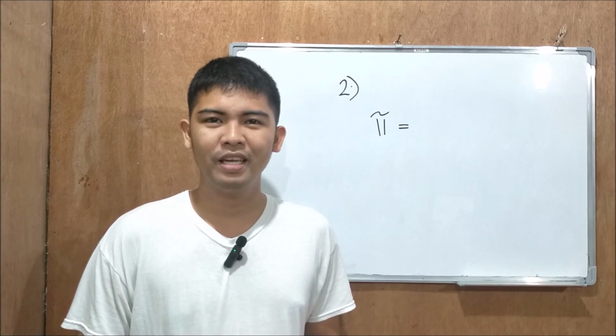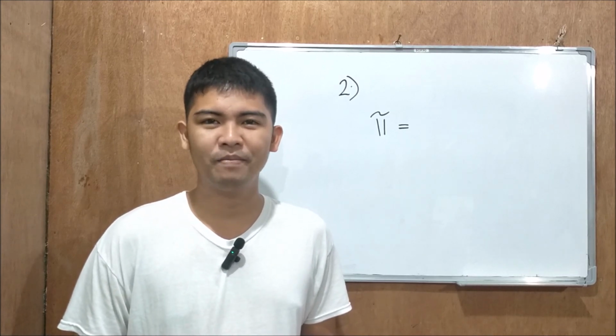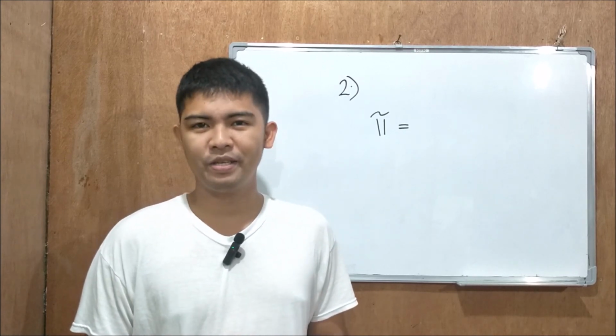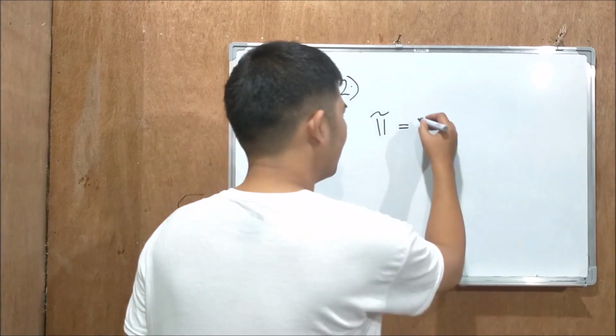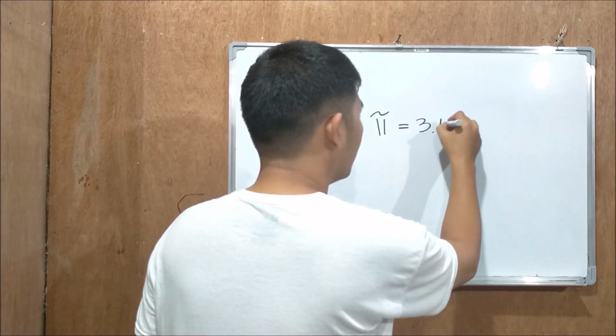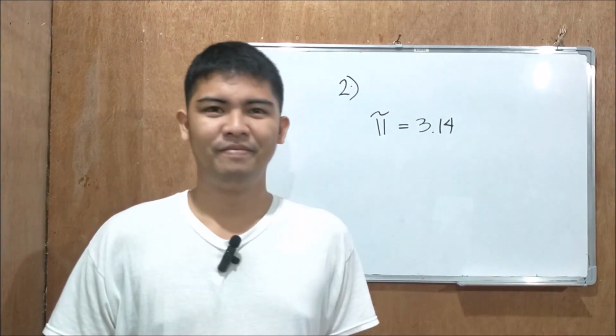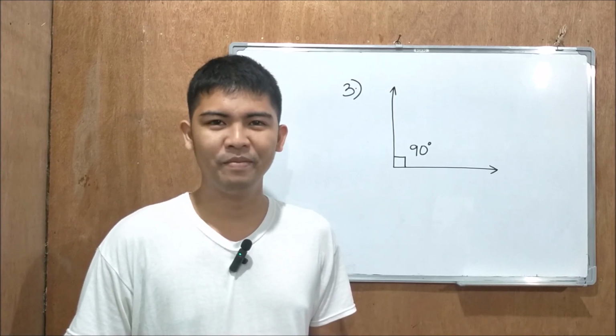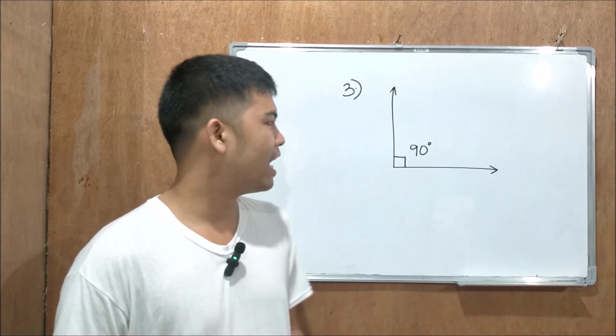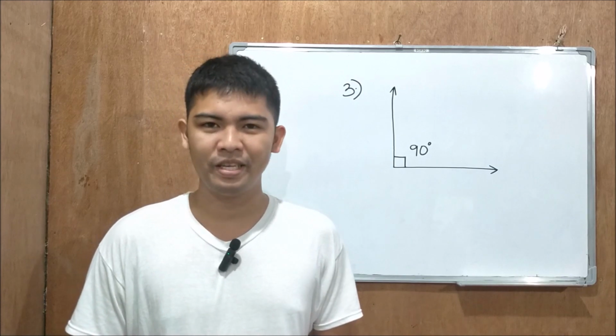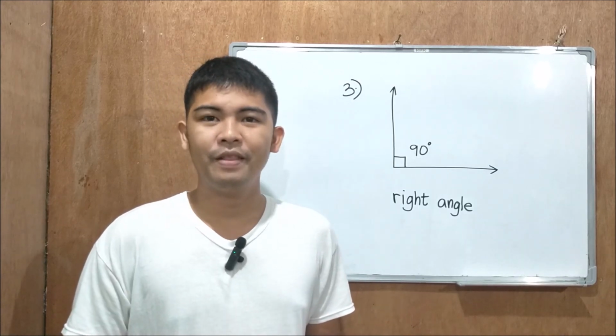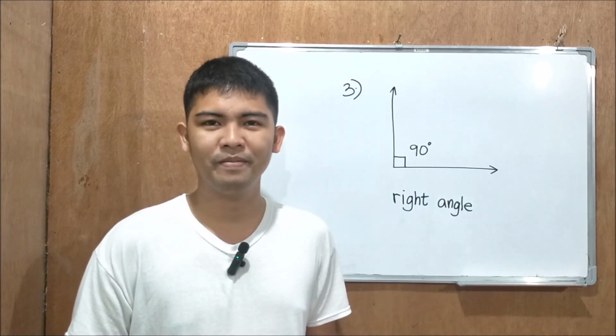Question number 2. Unsay value sa pi? Ang value sa pi is 3.14. Question number 3. Unsay tawag sa angle nga ang iyang measurement is 90 degrees? The answer is right angle.